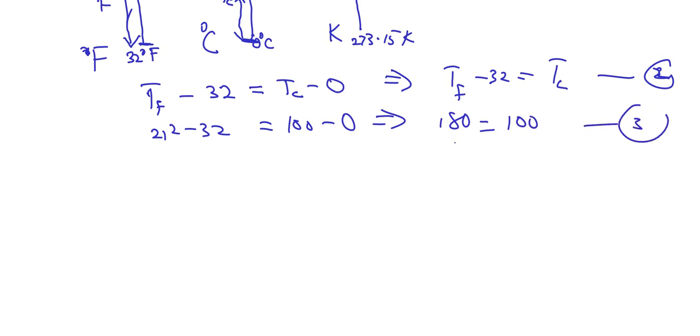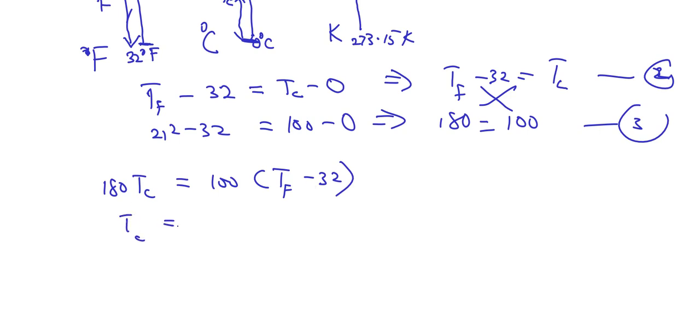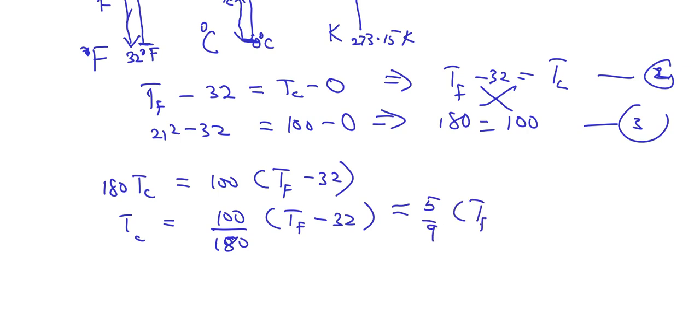So you have to solve these two. They are coupled equations. You can cross multiply. You multiply TC by 180, so 180 multiplied by TC equals 100 into bracket the temperature in Fahrenheit minus 32. Or you can say TC, the temperature in degrees Celsius, because you divide through by 180, equals 100 over 180 into bracket TF minus 32. This can be written as 5 over 9 into bracket TF minus 32.